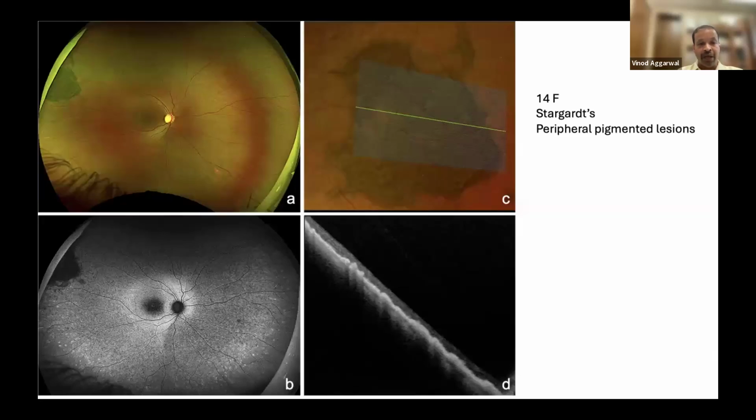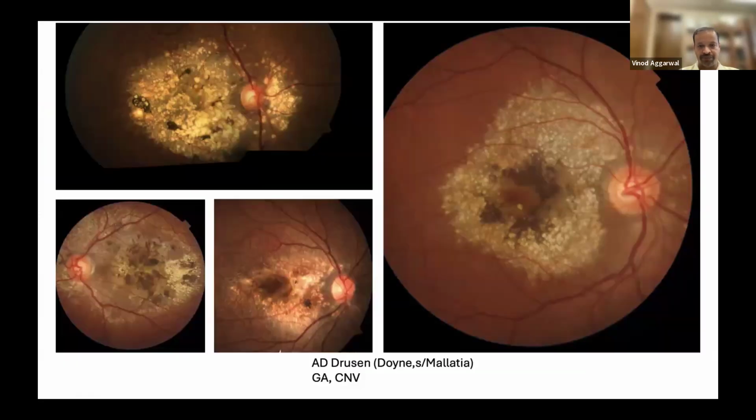Again, one very particular feature which can be seen in these patients is peripheral pigments, and these we have been seeing in quite a few number of patients. When you see a pigmented area in these patients, again, it can give you a clue towards the diagnosis of Stargardt's disease.